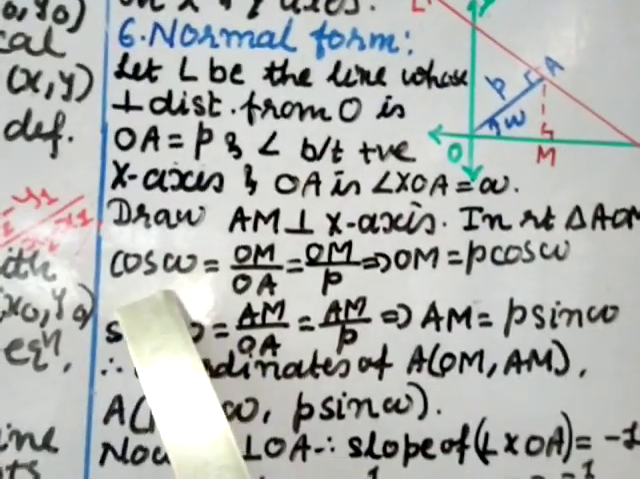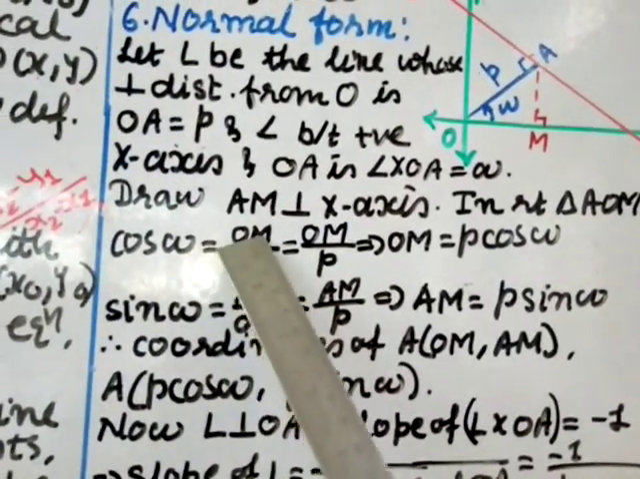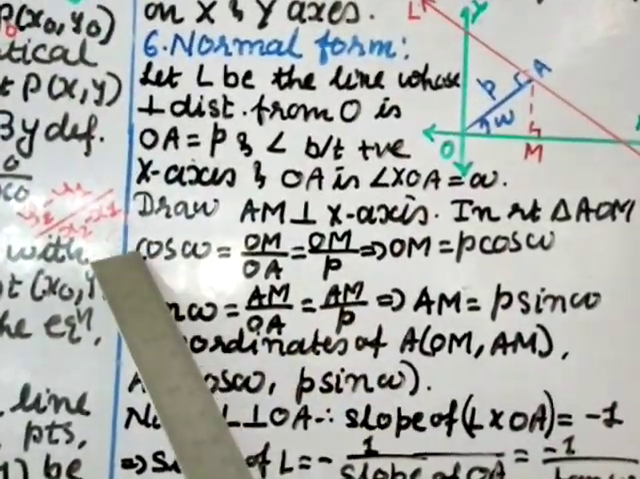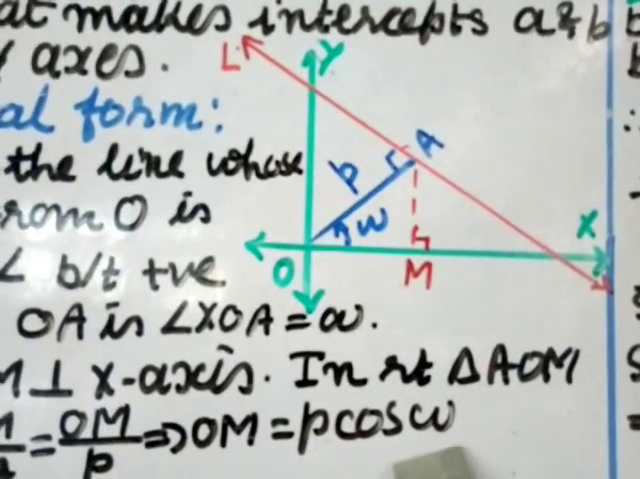So put the value here. Cos omega is equal to OM by OA. OM is as it is, and the OA value is given to us as P. So P you transfer and multiply with cos, and here remains OM equal to P cos omega. So the OM distance you are finding is P cos omega.